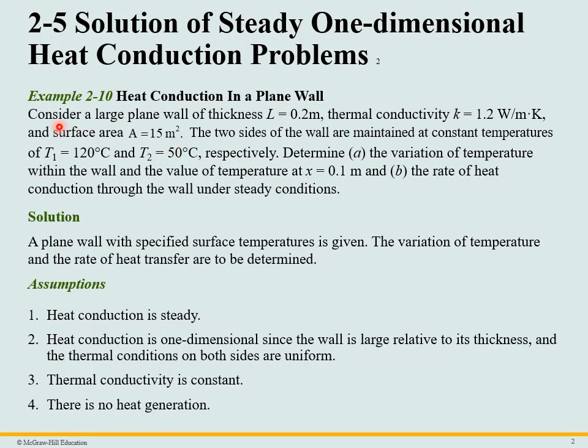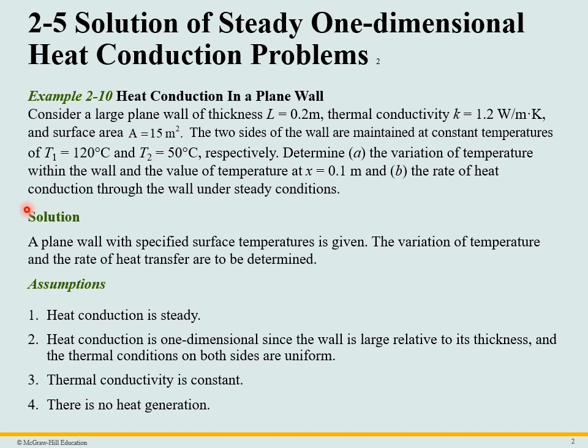First off, let's look at example 2-10. This is a rectangular coordinate system kind of problem. So we have heat conduction in a plane wall. We have a large plane wall of thickness 0.2 meters. It has thermal conductivity of 1.2 watts per meter Kelvin and a surface area of 15 square meters. The two sides of the wall are maintained at constant temperatures of 120 and 50 degrees C respectively. Determine the variation of temperature within the wall and the value of temperature at x equals 0.1 meters and the rate of heat conduction through the wall under steady conditions.